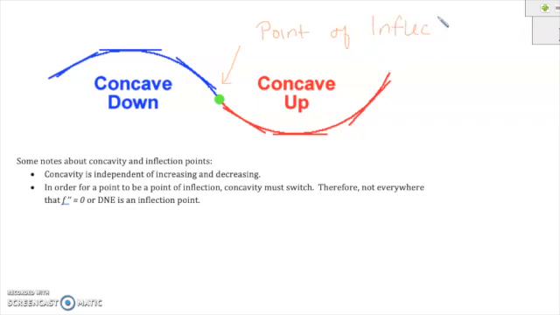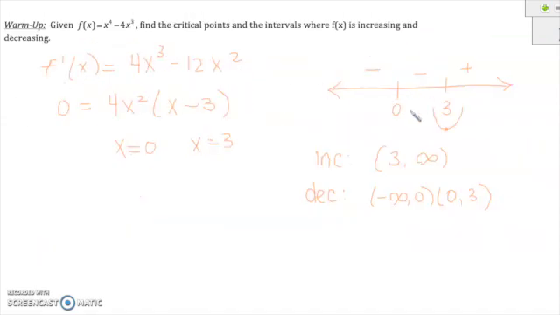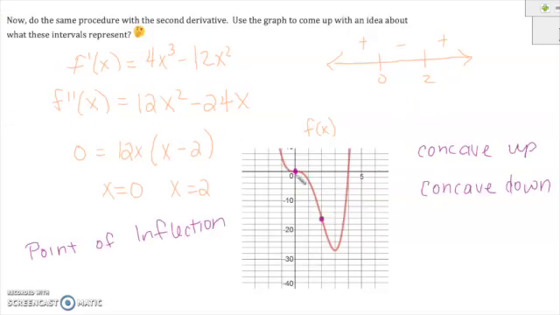Okay, so if I go back, inflection, I spelled that correctly. If I go back all the way to the do now, the function didn't change from increasing to decreasing at 0, but there was something special going on at 0. Well, now we know what that special thing was. The special thing that was happening at 0 was that the concavity was changing. So was the derivative equal to 0? Yes, okay. But the second derivative was also equal to 0. And that is the point of inflection where the concavity changed. It changed from concave up to concave down.